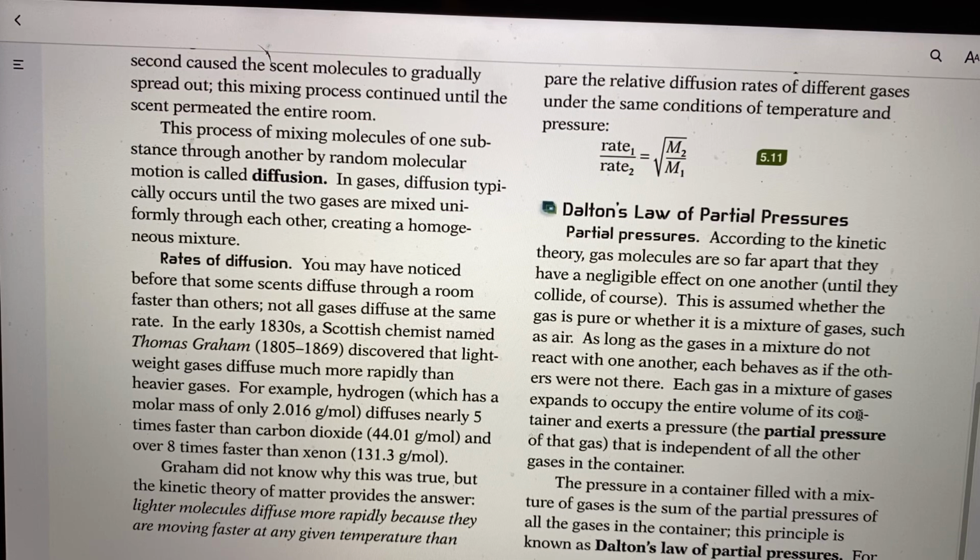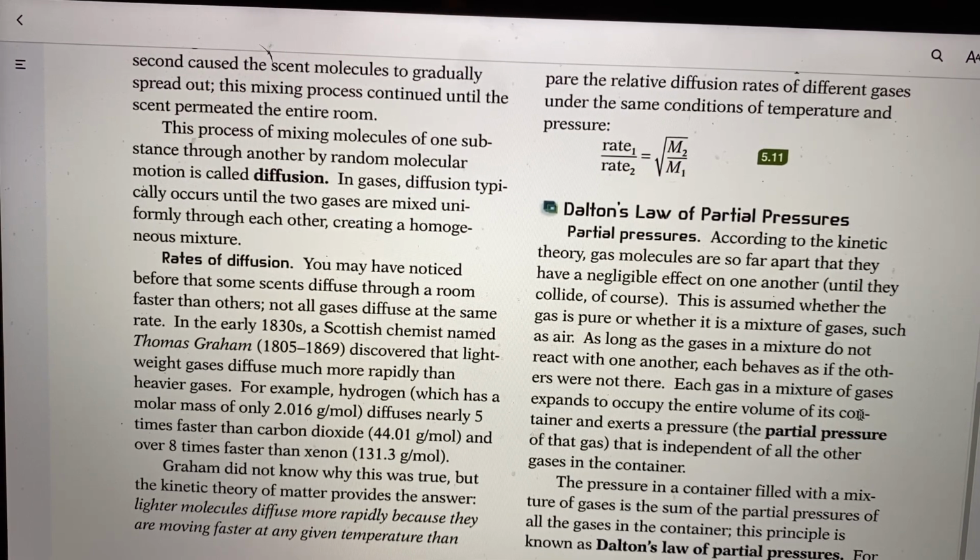So Dalton's law of partial pressures. Now we're thinking of partial pressures. Partial means part, right? Part pressures. So what is the definition of partial pressure? According to kinetic theory, gas molecules are so far apart that they have a negligible effect on each other. Each behaves as if the other ones were not there. So each expands to occupy the entire volume and exerts pressure, a partial pressure.